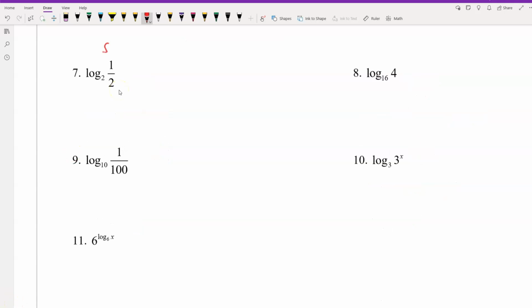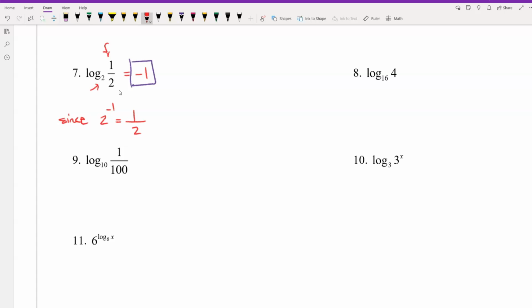Number 7, on the spot we have 1/2, base is 2. So this is equal to 2 power -1. So 2 power -1, that is equal to 1/2. So the answer is -1.